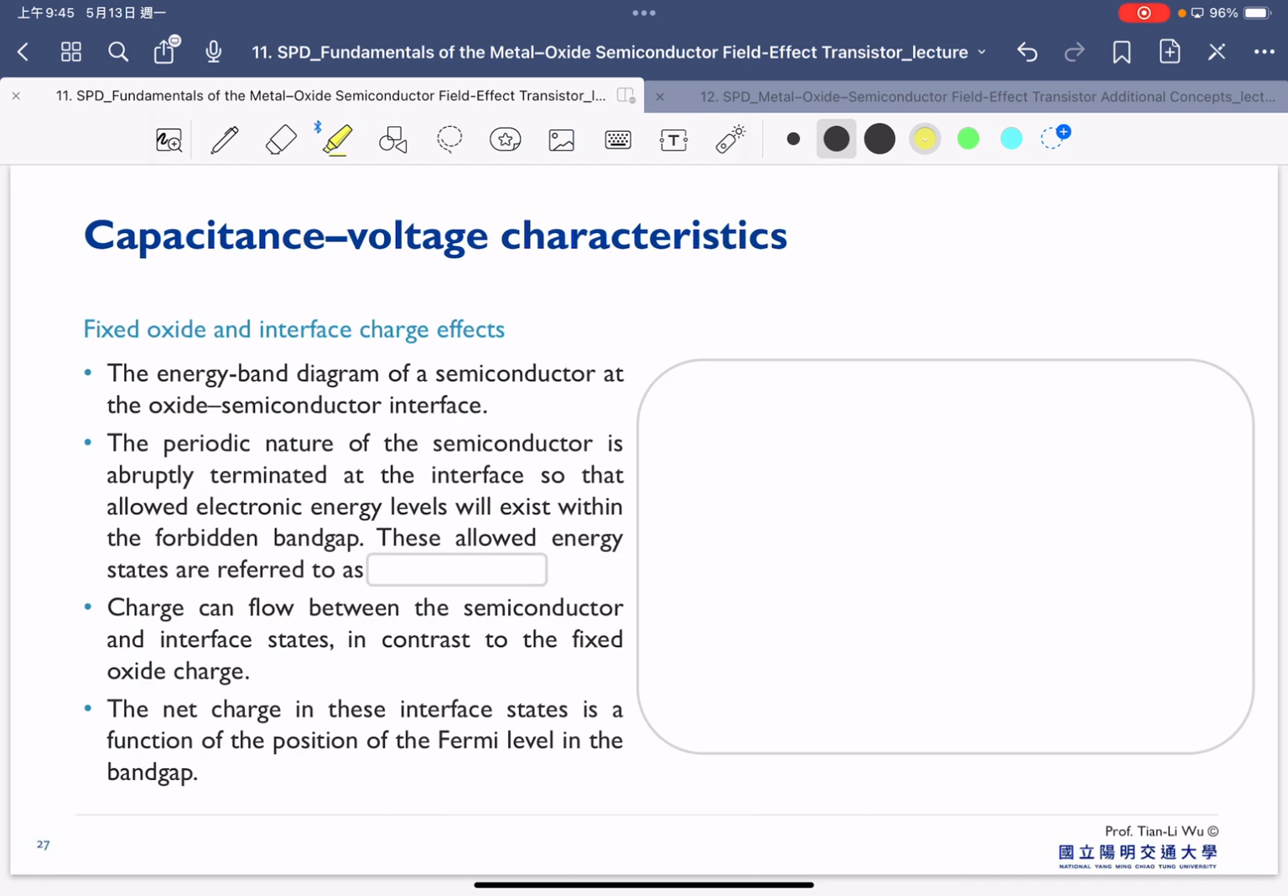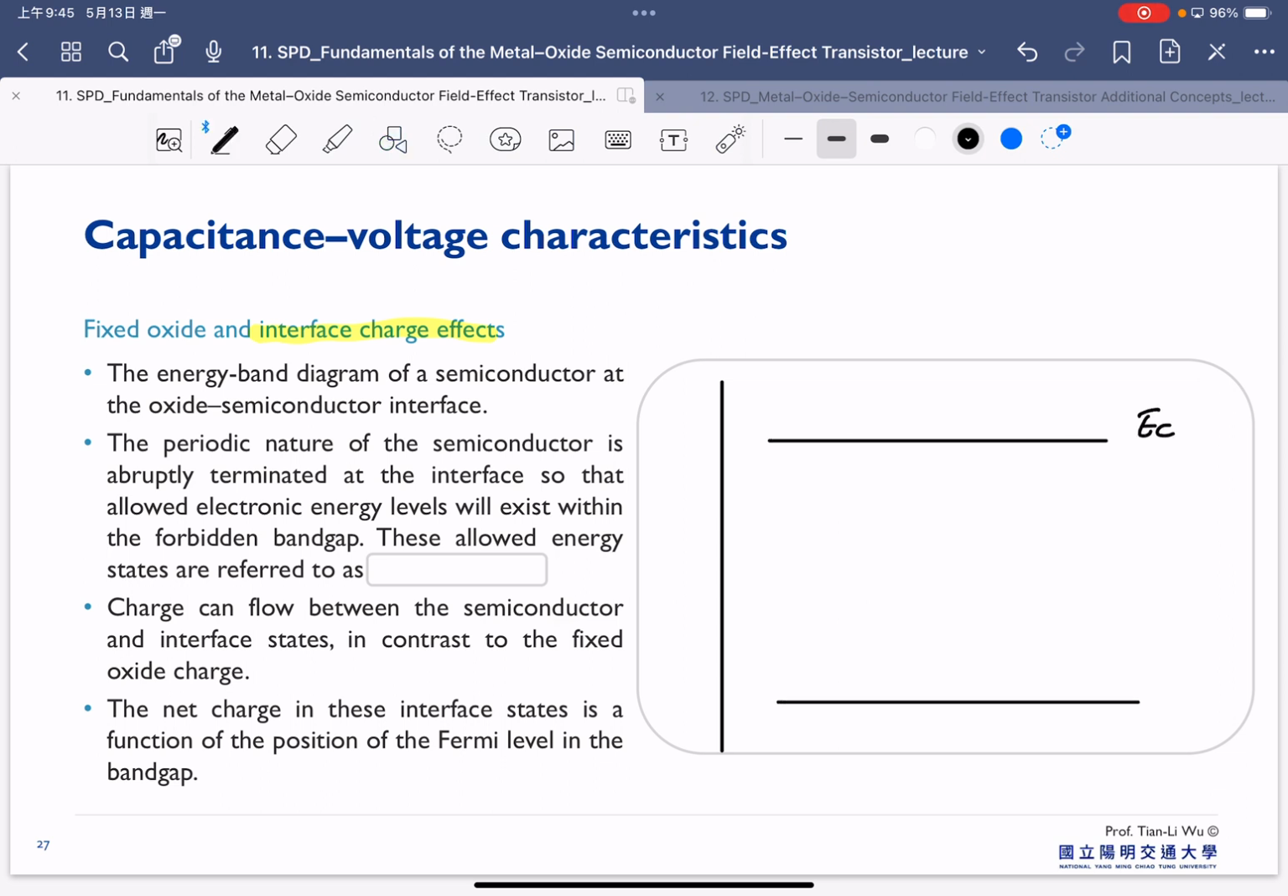So here, let me briefly talk about what interface charge effects mean. When we talk about interface charge effects, we still have to try to understand this using the band diagram. So if you look at the band diagram here, we have the conduction band, we have the valence band. Of course, in the middle we have the intrinsic Fermi energy, and we already know that there are states at the semiconductor interface.